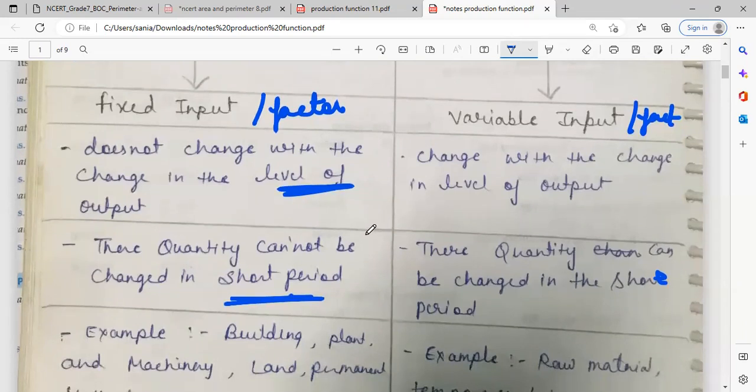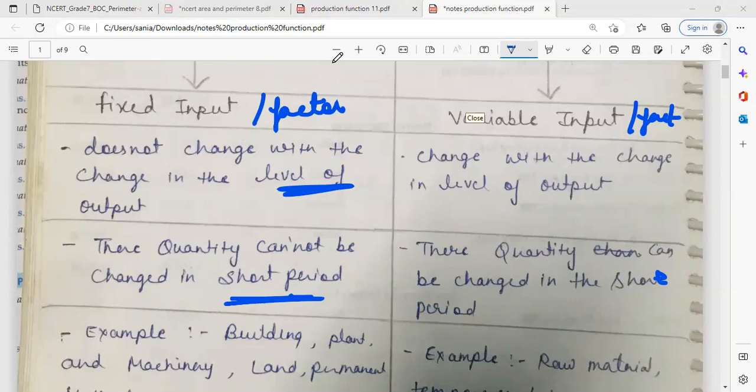But right now, it's the difference between fixed factor and variable factor. So you have to remember two differences. One is that it will not change with level of output, but the other will change with level of output. Here, in a short period of time, you cannot change it. But here, in the long run, you can change it. Examples. Clear? Don't worry, after this topic we'll be covering the time period.